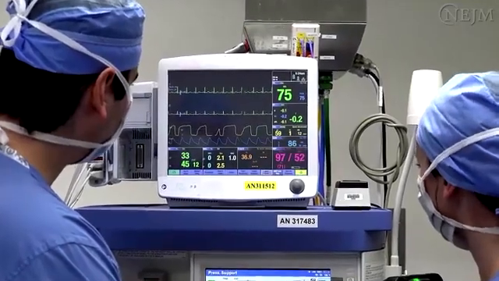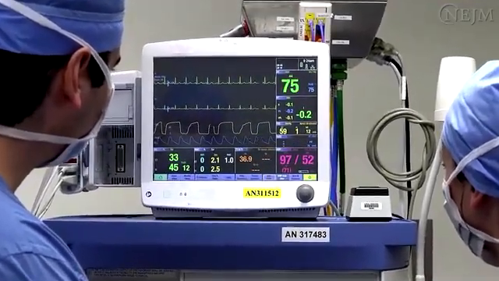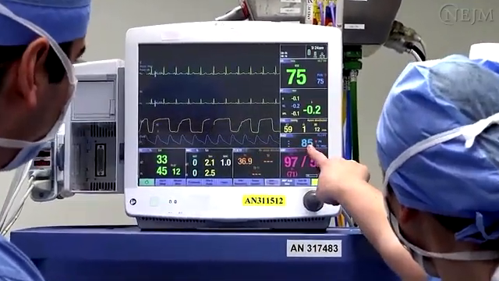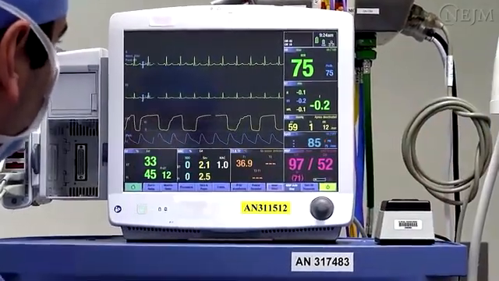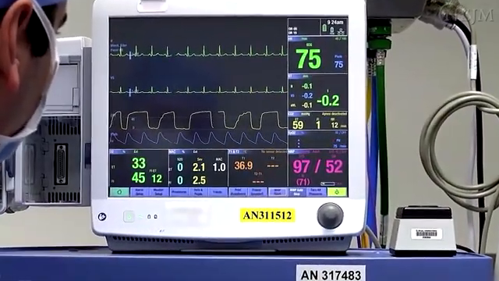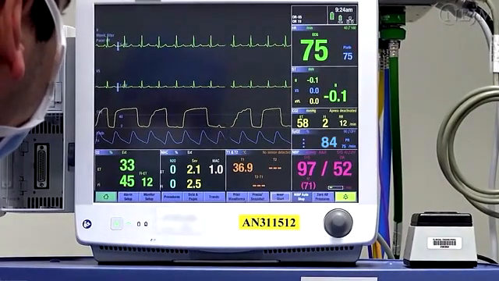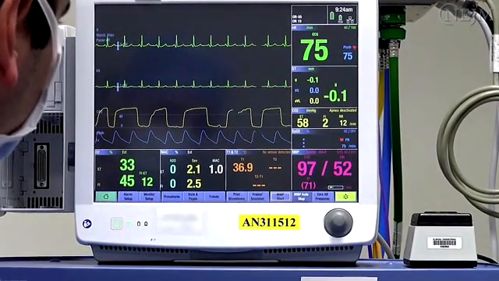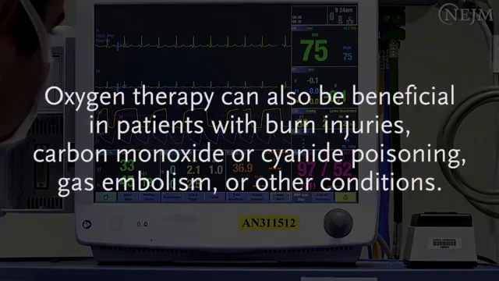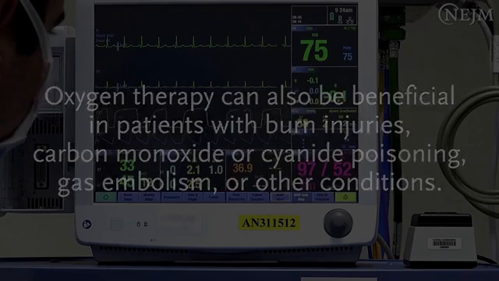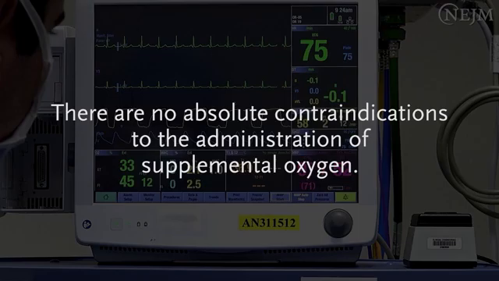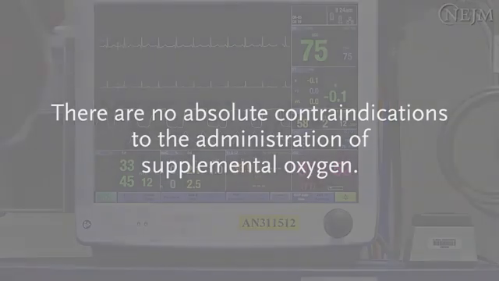The most common indication for the administration of supplemental oxygen is acute or chronic hypoxemia, which can be caused by pulmonary infection, chronic obstructive pulmonary disease, congestive heart failure, pulmonary embolism, or shock with acute lung injury, among other causes. Oxygen therapy can also be beneficial in patients with burn injuries, carbon monoxide or cyanide poisoning, gas embolism, or other conditions. There are no absolute contraindications to the administration of supplemental oxygen.